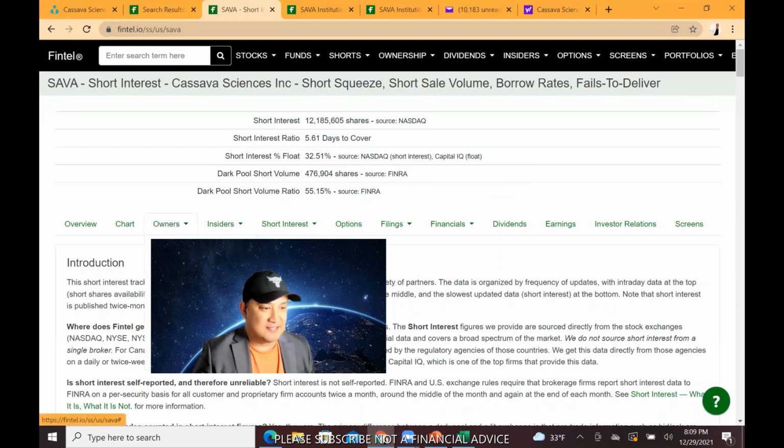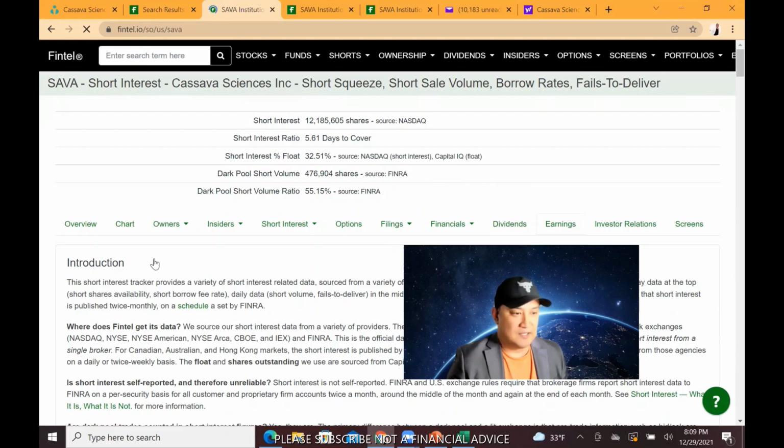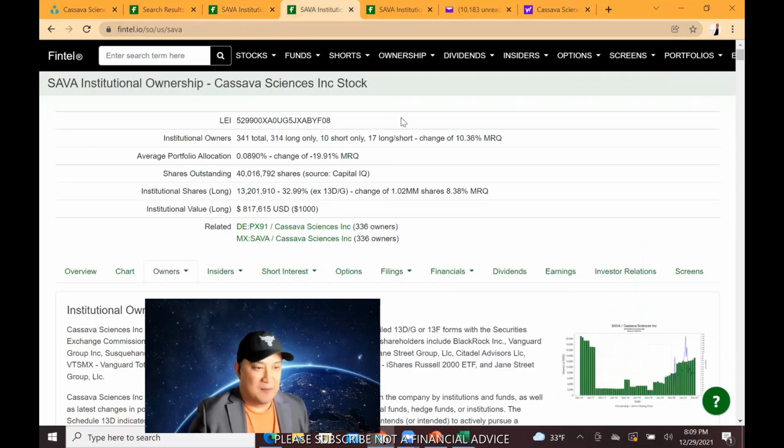So take a look at this. Institutional owners, right? I'm going to show you something. There's only 40 million outstanding shares. 40 million outstanding shares. Okay. 40 million outstanding shares. Based on all of this information, I am detecting a parabolic squeeze that is going to happen in the next 2 weeks.